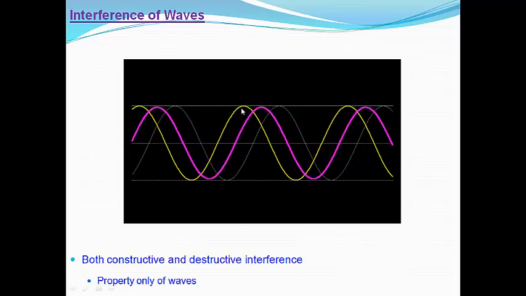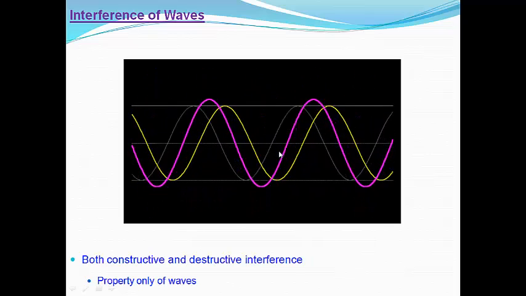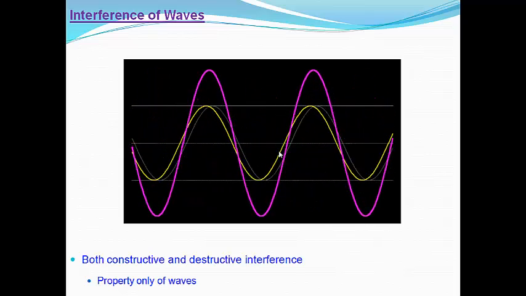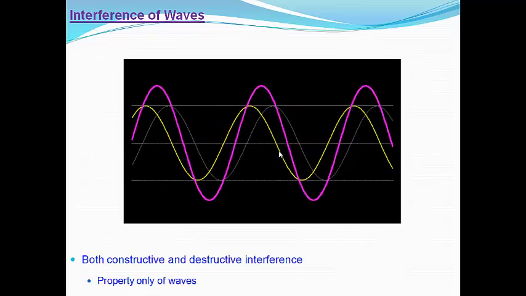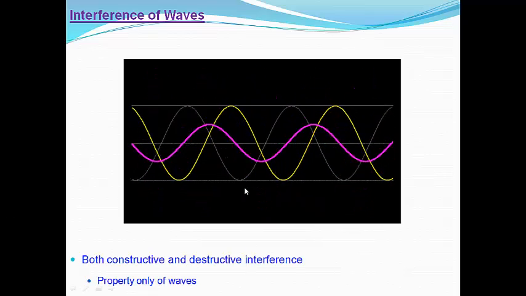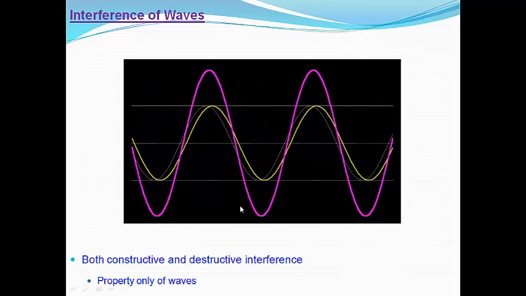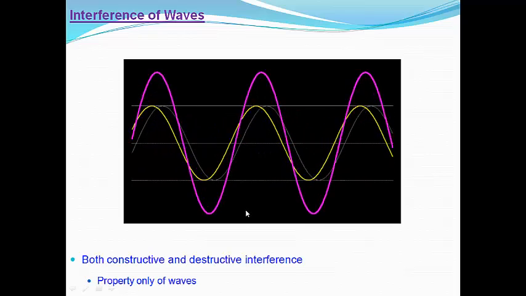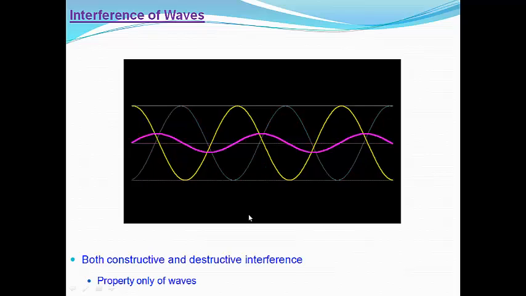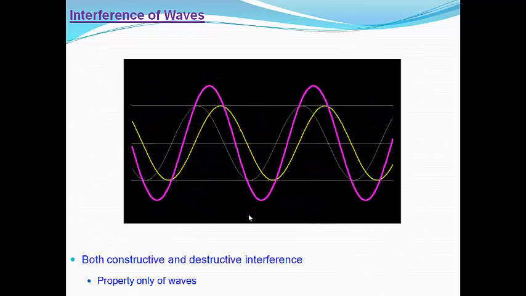And watch when a peak overlaps with a trough, as right now we have a flattening of the pink peak, or the resultant wave, which tells us that we have destructive interference. So this is essentially showing us that we have constructive interference when peaks overlap with peaks, and destructive interference when peaks overlap with troughs. And the important thing that we need to get from this is that the interference of waves is a property that is exhibited only by waves.